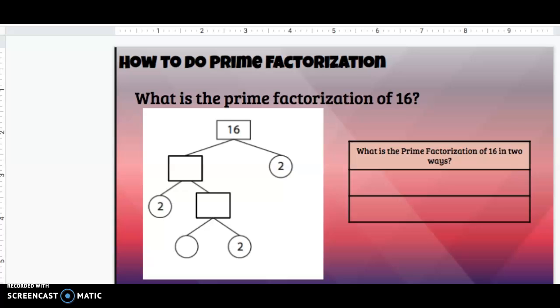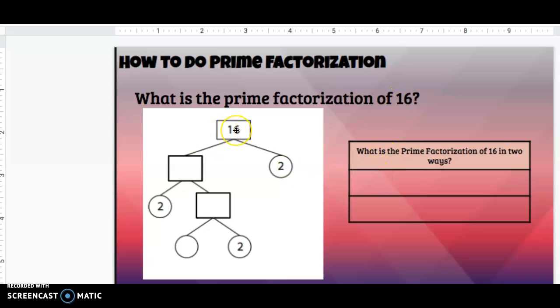Okay, so we are going to learn something new today. And it's new because it's called prime factorization. And what prime factorization is, like we talked about in vocabulary, it's the breaking down of a composite number. A composite number has more than one set of factors. So, for instance, let's look at this. It says, what is the prime factorization of 16?